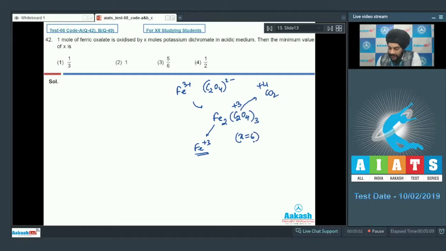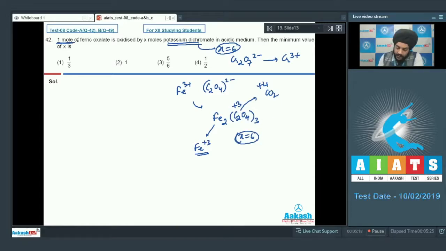And we know that the N factor of potassium dichromate is also equal to 6. So we have Cr2O7 2 negative converting into Cr3 plus. Since the N factors are equal, the moles also have to be equal. So if we have 1 mole of ferric oxalate, we are going to need 1 mole of K2Cr2O7 as well. So students, the correct answer to question number 42 is option 2. Let us look at the next question now.